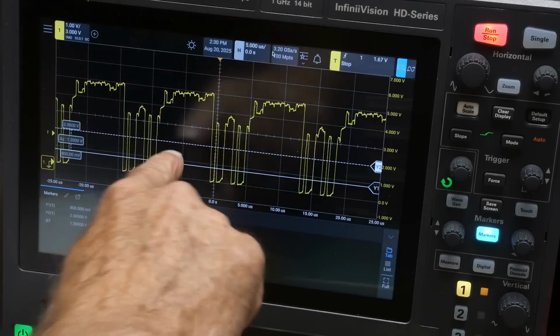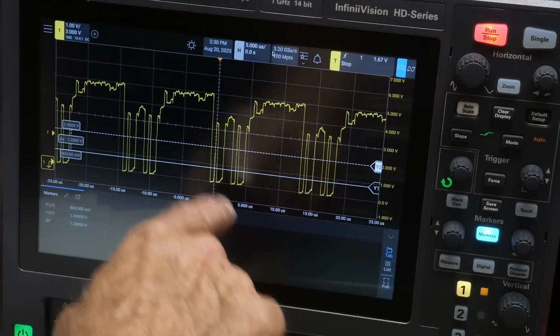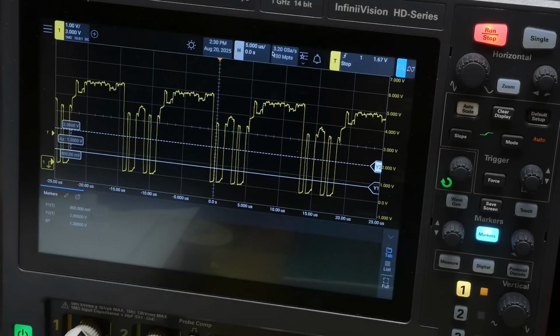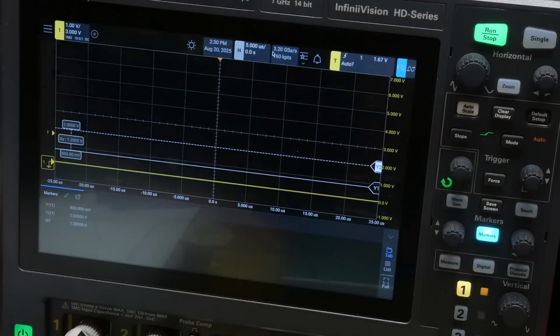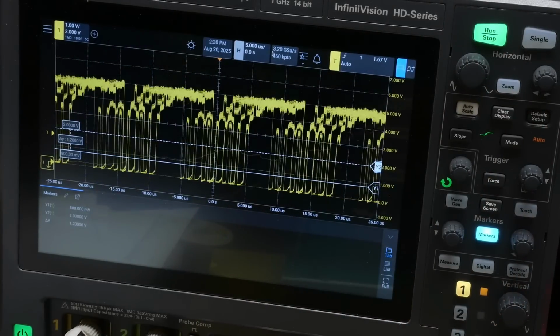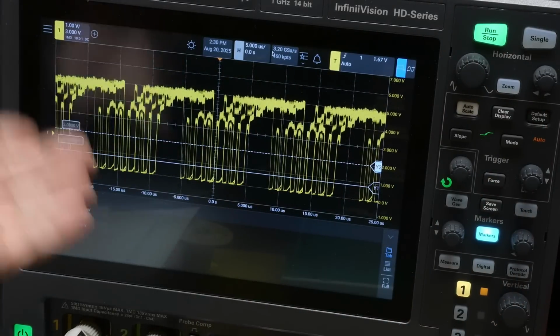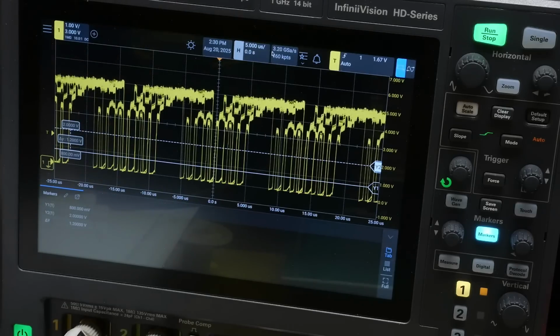So if your signal is above 2 volts, it's a high. And if it's below 0.8 volts, it's a low. And so as we probe around, we can see that all that stuff that looks like it's broken is actually way above 2 volts. And so it's still considered a high.